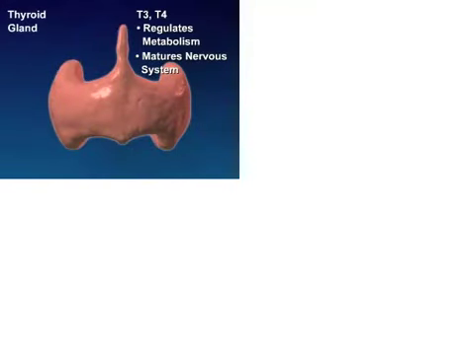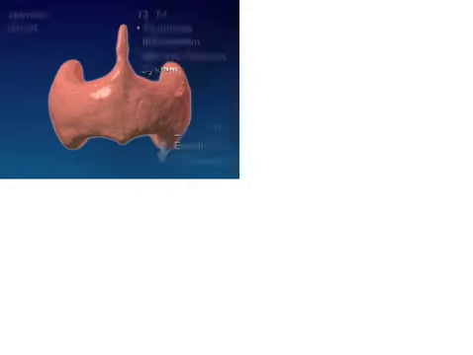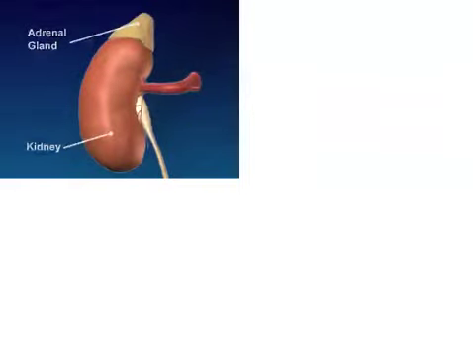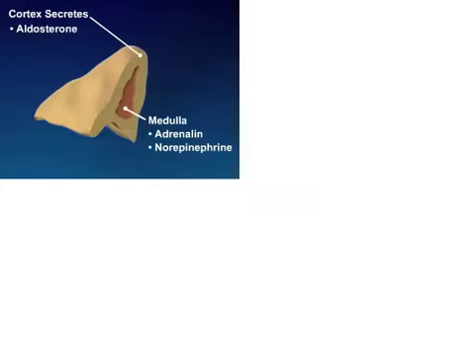T3 and T4 regulate metabolism of nutrients for normal growth and mature the nervous system. Calcitonin lowers blood calcium and phosphates. Parathormone raises the blood calcium to normal levels. The medulla secretes adrenaline and norepinephrine that prepare the body for stressful situations. The cortex secretes aldosterone, which regulates sodium reabsorption and potassium excretion in the kidney. Cortisol reduces inflammation. Androgens stimulate male sex characteristics.